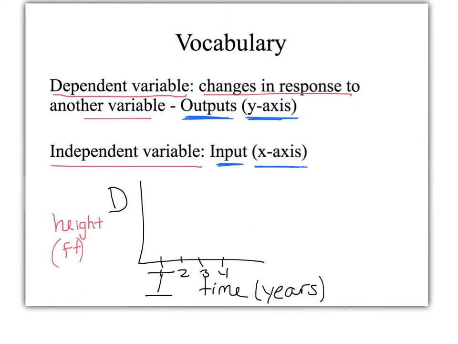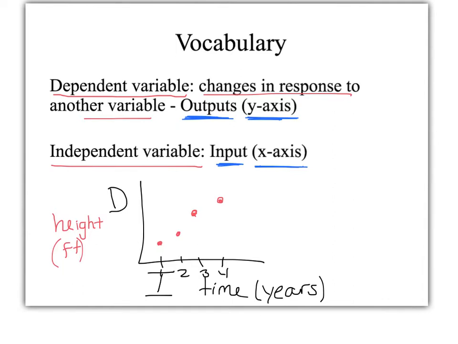So when you're 1, you're at a height like this, whatever that is. When you're 2, you're a little taller. When you're 3, maybe you have a growth spurt and you get a little taller. And at 4, maybe not as much of a growth spurt, but you get a little taller. So your height is changing in response to the time. But the time is also changing.